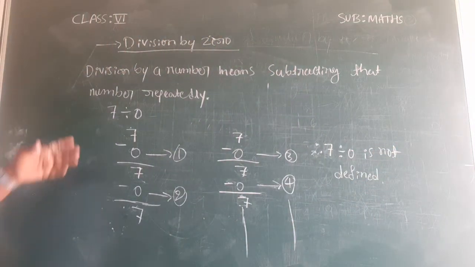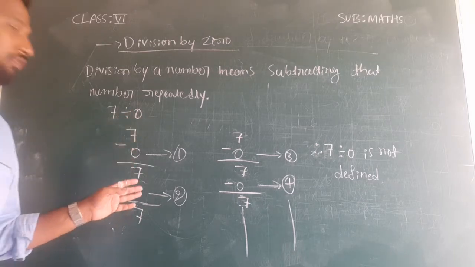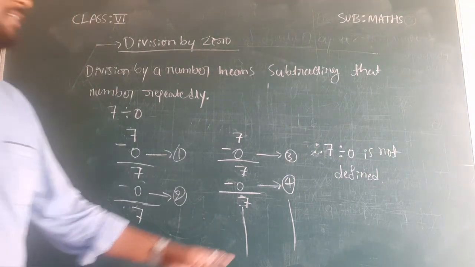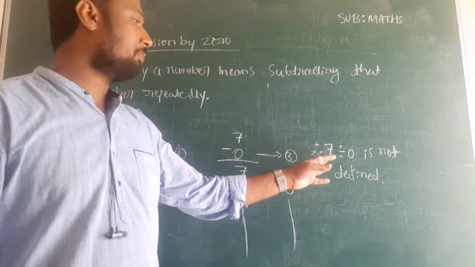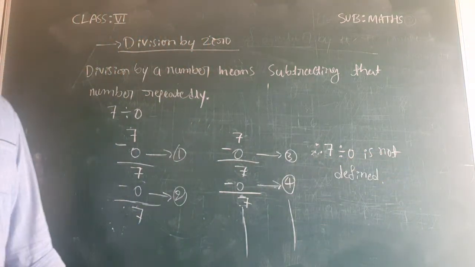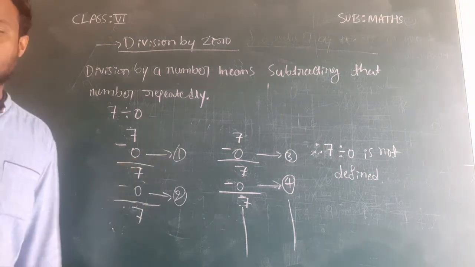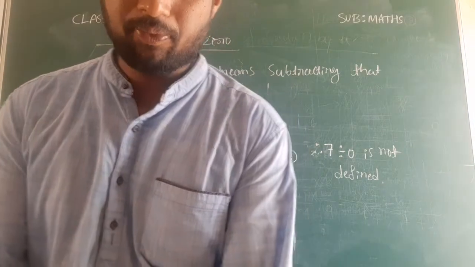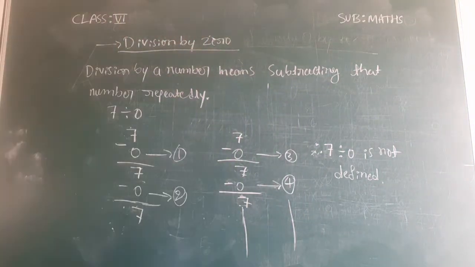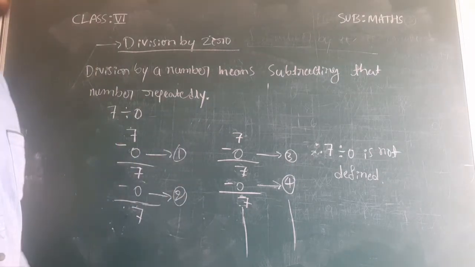So here also, 7 divided by 0 is not defined. You can consider any other values here. If you divide by 0, you have to subtract 0 repeatedly, and you will not get any particular answer. Therefore, 7 divided by 0 is not defined. Always the answer is not defined when you divide any number by 0. Remember this property. Now I will discuss the next concept. Pause the video and write this example also.